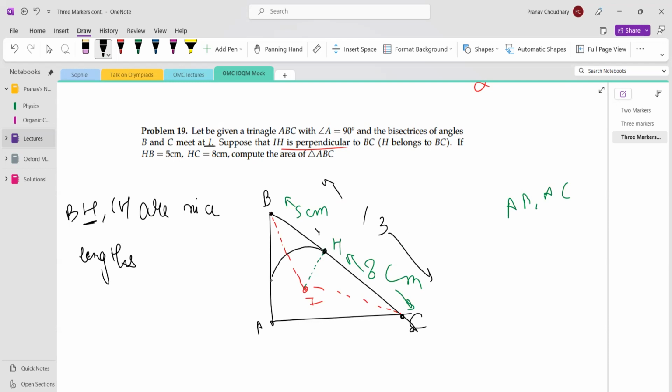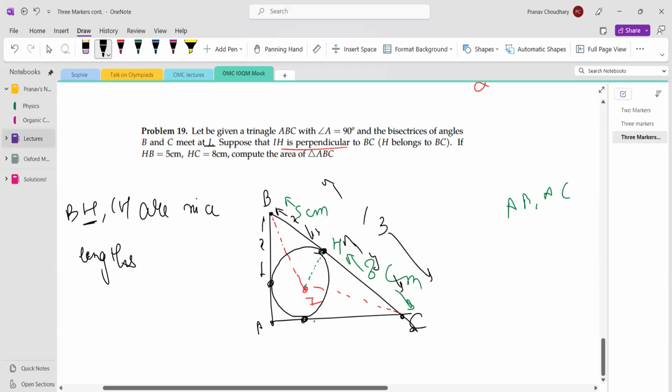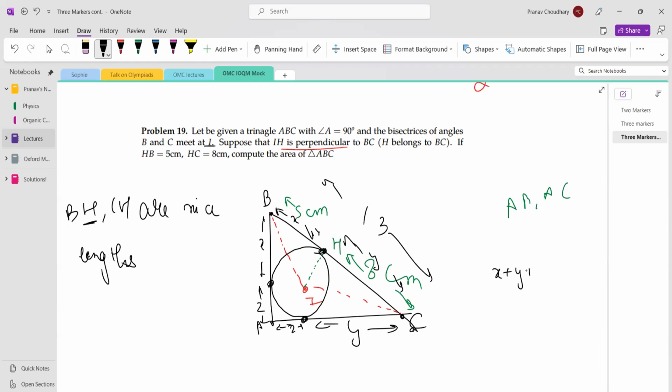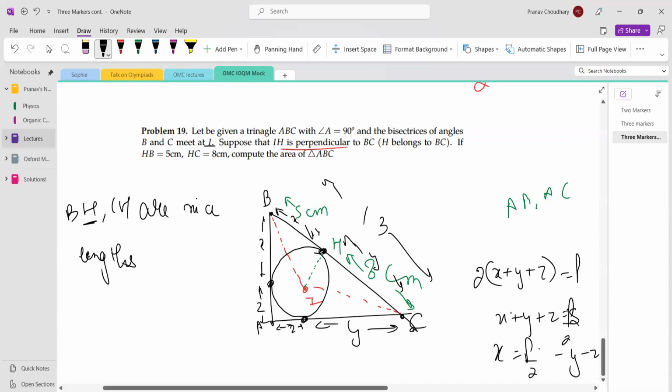See, if we draw the incircle, let's say this length is X. Since these two are tangents from the same point, this length should also be X. And CH and this point are also tangents from the same point. So if this length is Y, this length is also Y. And these two lengths will also be, by similar logic, Z and Z. So now if you sum all these lengths, X plus Y plus Z, it will be twice this, and this should be equal to the perimeter. So X plus Y plus Z is basically the semi-perimeter. So X is P by 2 minus Y minus Z, right?